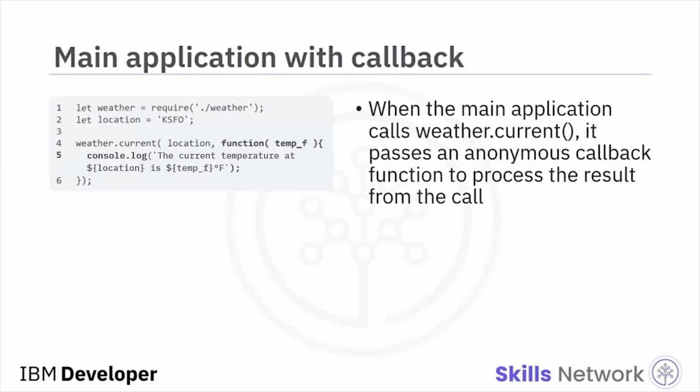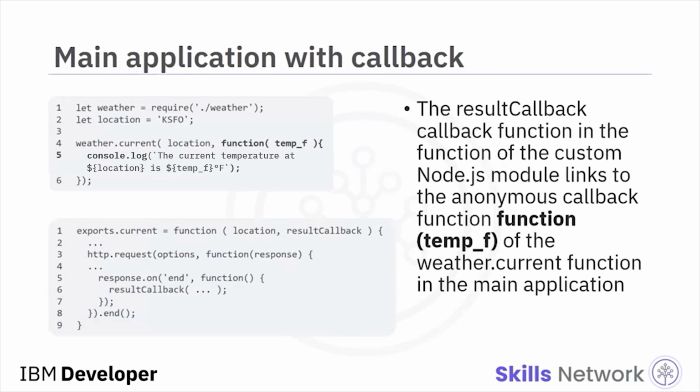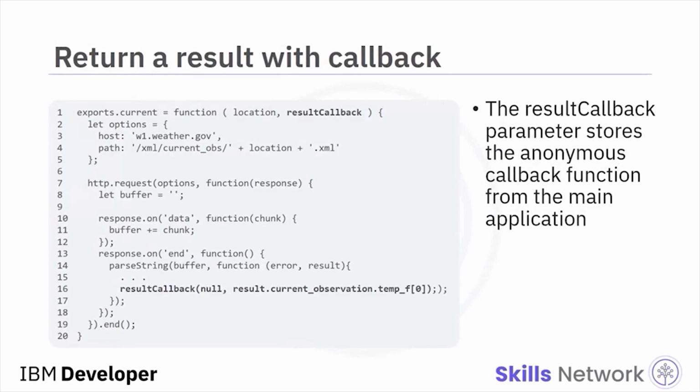Here, when the main application calls weather.current, it passes an anonymous callback function to process the result from the call. In this case, the anonymous function takes in one input parameter, temp_f. The purpose of this callback function is to take the weather reading in degrees Fahrenheit and print the results in the console log. The result callback function in the function of the custom Node.js module links to the anonymous callback function temp_f of the weather object's current function in the main application. Now you can see a Node.js module that returns a result to the main application with a callback function.